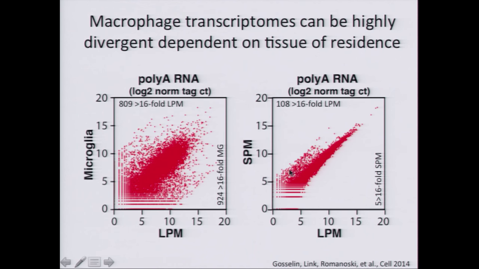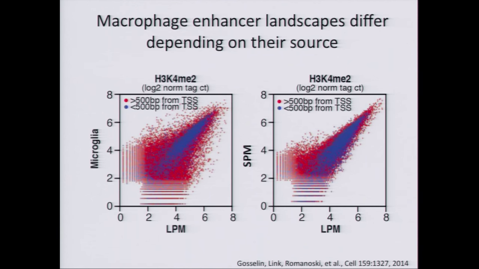And these differences in gene expression are actually mirrored by their enhancer landscapes. So what you're looking at here are scatter plots for H3K4 dimethyl, which is marking both enhancers and promoters. The promoters are color-coded in blue. And what you can see is that the peritoneal macrophages and the microglia have a much greater distribution of enhancer strength. These would be peritoneal macrophage-specific enhancers or enhancer-like elements. These would be microglia enhancer-like elements. And about 15 to 20% of the enhancers are specific to each cell type.